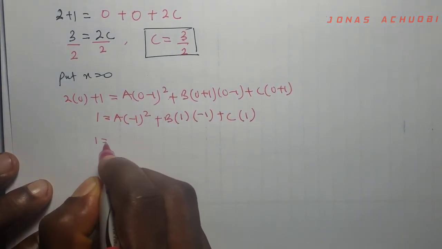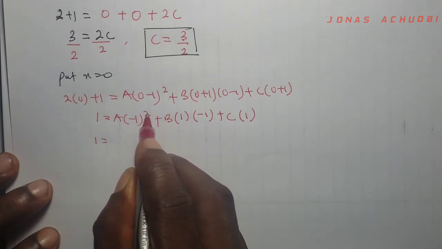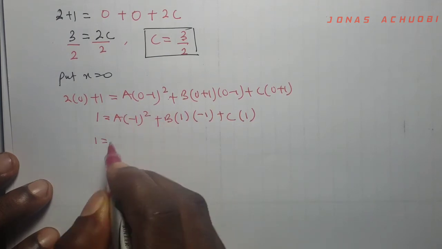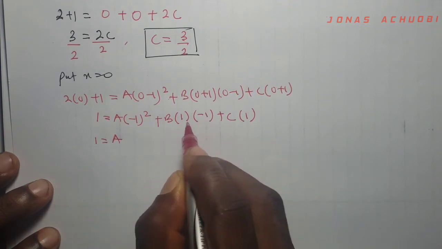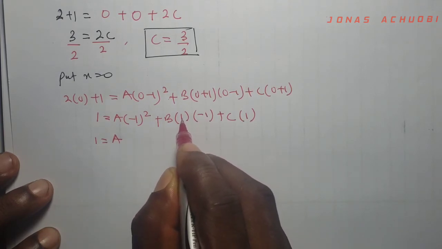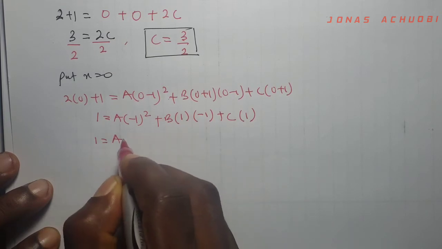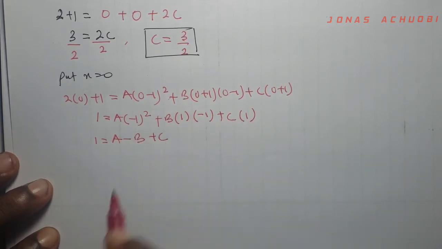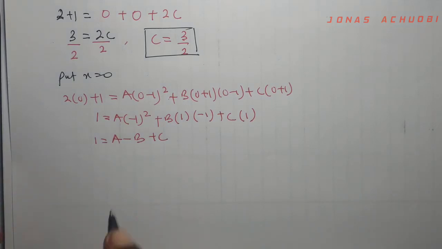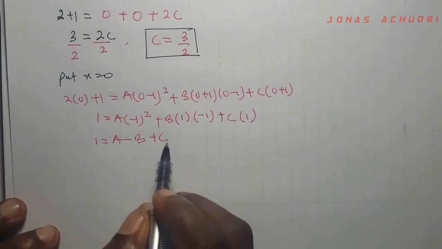So we have 1 equal to minus 1 all squared is 1. 1 times a is a. Then minus 1 times 1 is minus 1. And minus 1 times b is minus b. c times 1 is plus c. So we now have 1 equal to a minus b plus c.